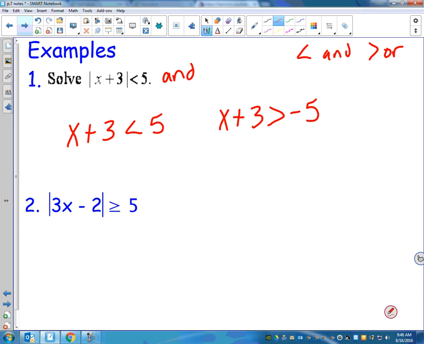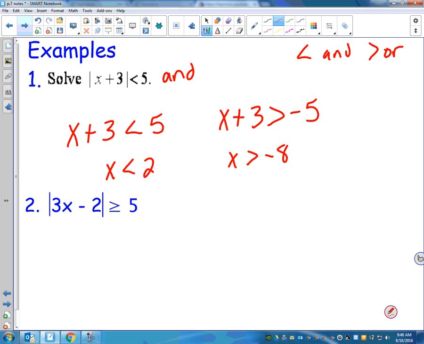So, hopefully, solving this is pretty easy today, right? It's just remembering that there's 2 of them, because all I have to do to solve this is subtract 3. If I subtract 3, I would get x is less than 2. And over here, if I subtract 3, I would get x is greater than negative 8.